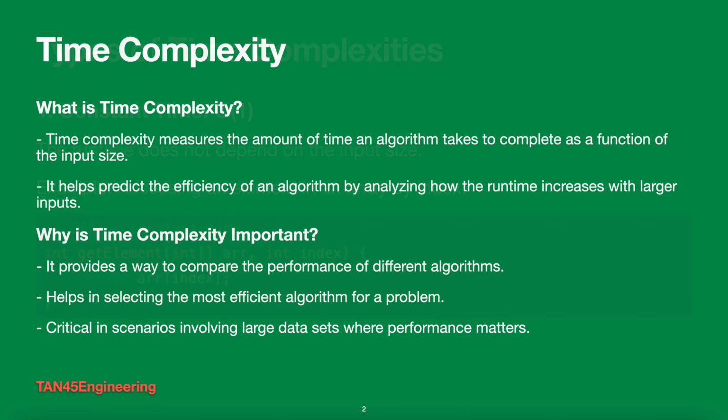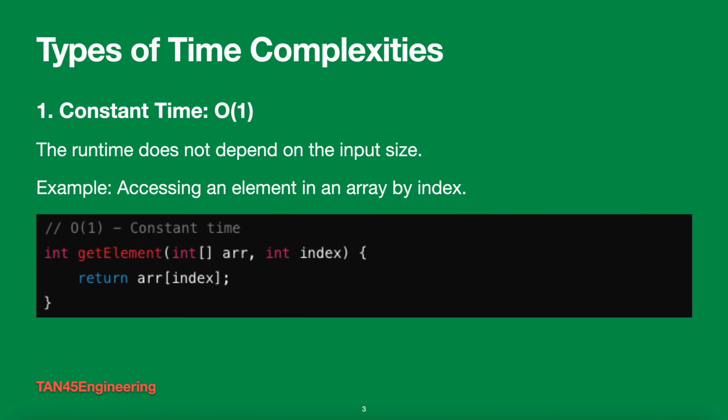Okay, so there are different types of time complexity. I'm sure if you have reached this video, you are aware there are different sets of time complexity that we usually take into account, right? So we'll go through them one by one. So first is constant time.